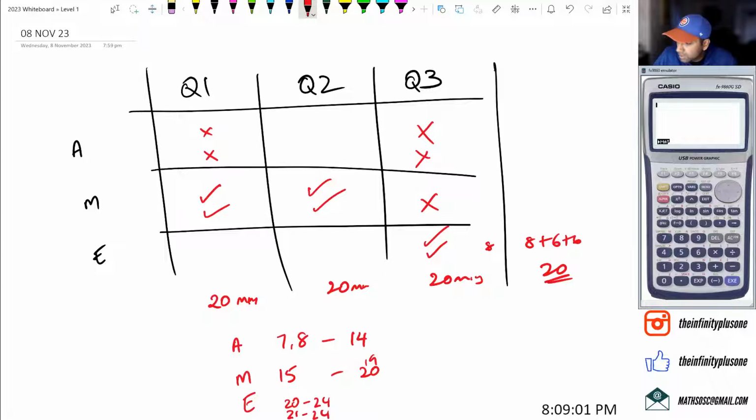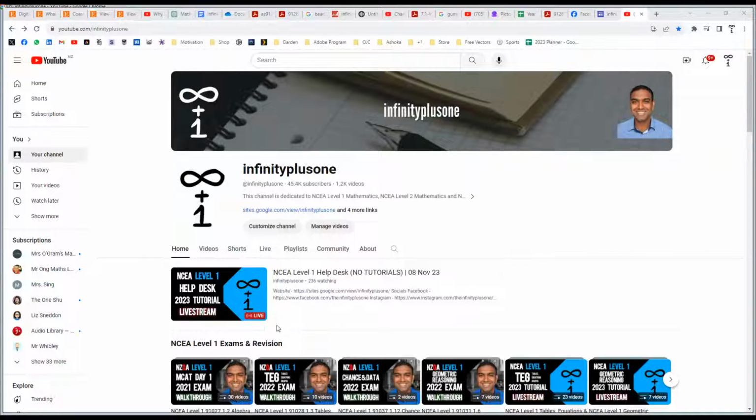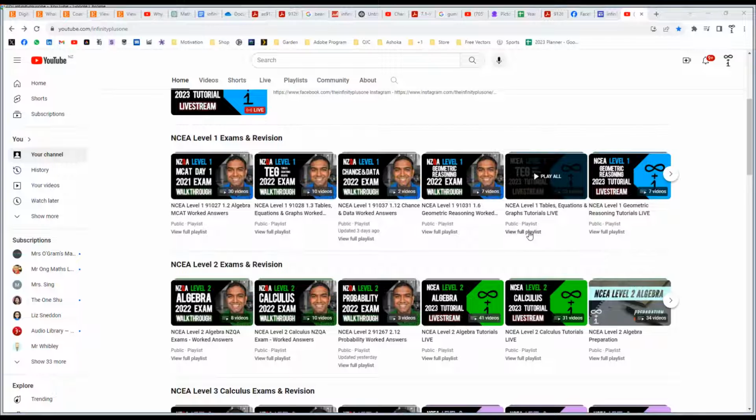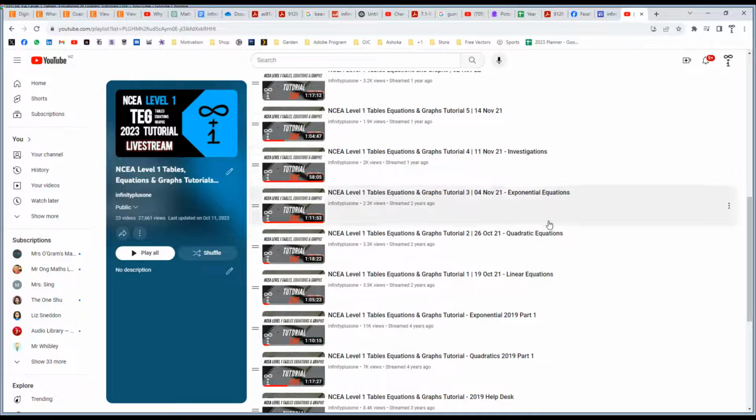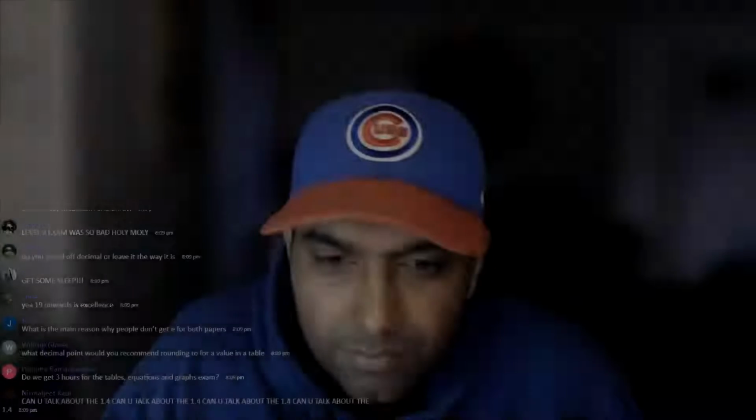Equations from a table. You've got basically this playlist here. In this playlist, these 4 tutorials are fairly useful: the investigations, exponential, quadratic, and linear. That should help you with what to do for equations from a table.